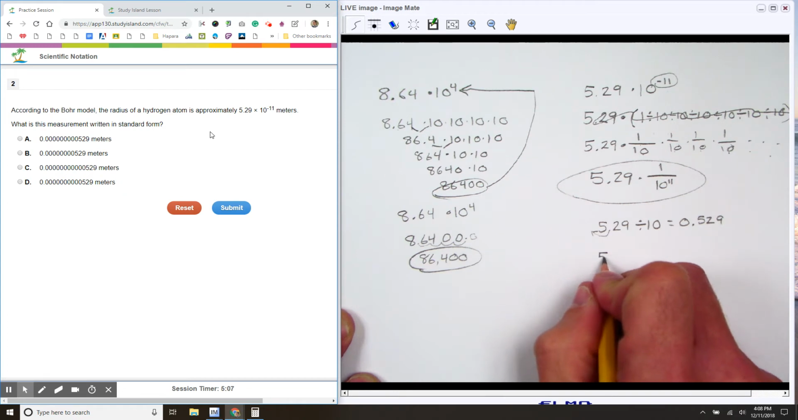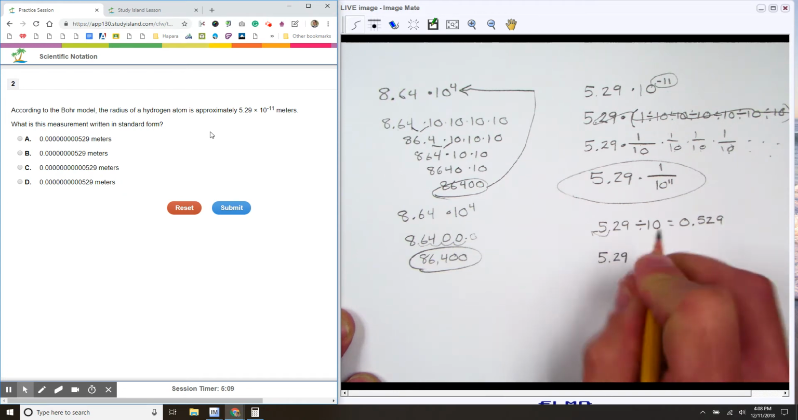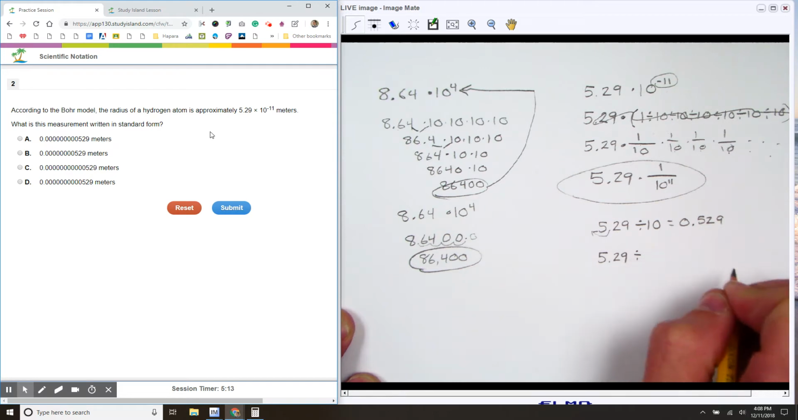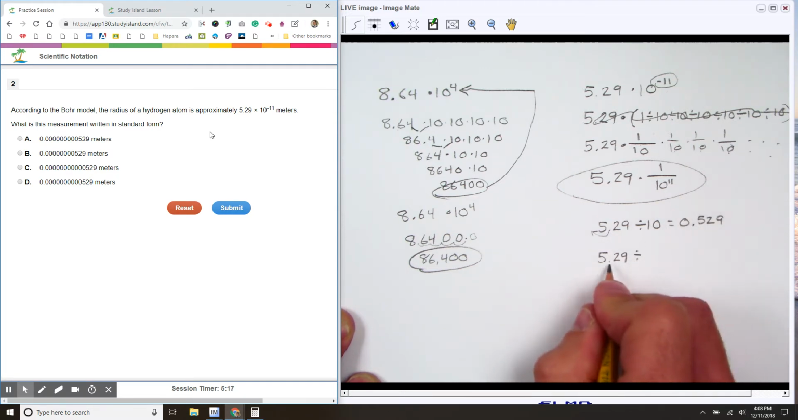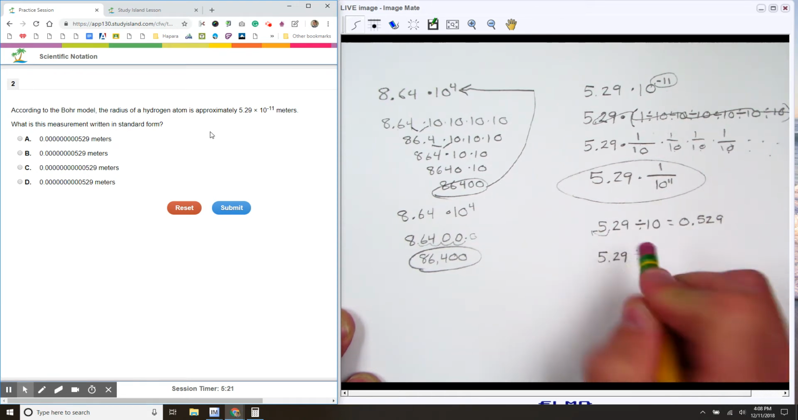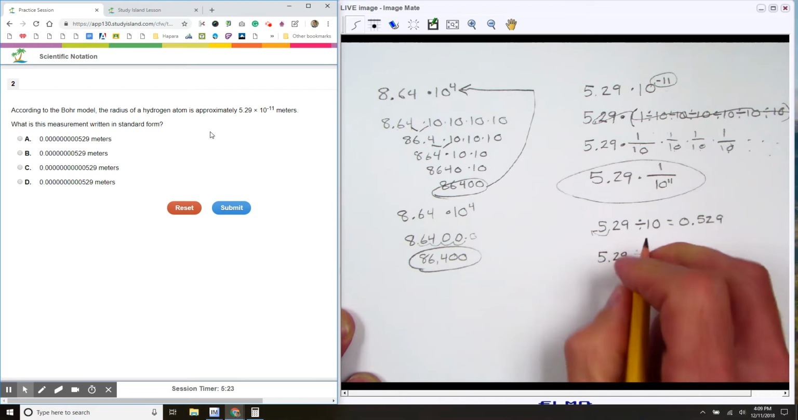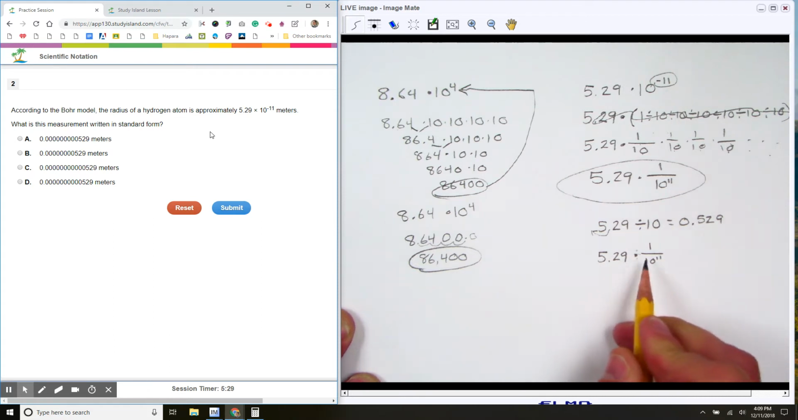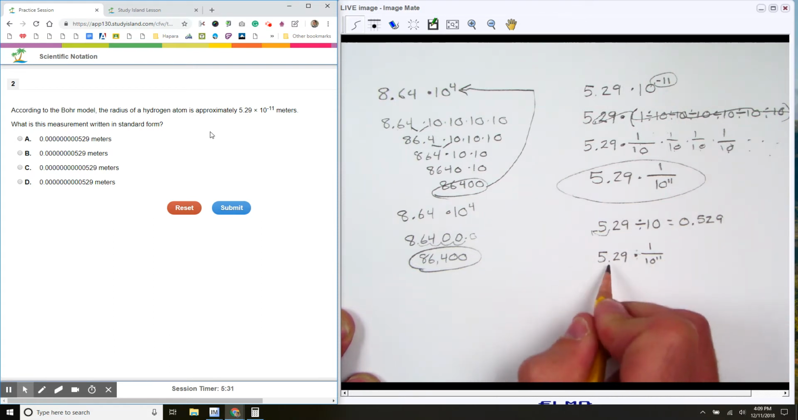So 5.29 divided by 10 11 different times, so divided by 10, divided by 10, divided by 10, it's going to move my decimal place a whole bunch of times. And again, we're not going to write the divided by symbol anymore. Instead of saying divided by 10 11 times, I'm just going to say times 1 over 10 to the 11th power. But all this is dividing by 10 11 times. That means I take my decimal point and I move it 11 times this direction.